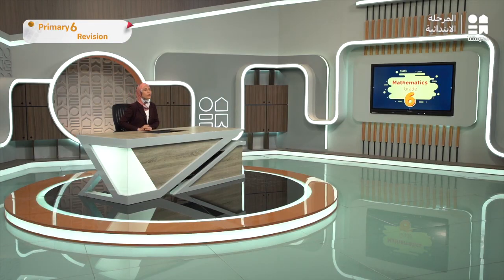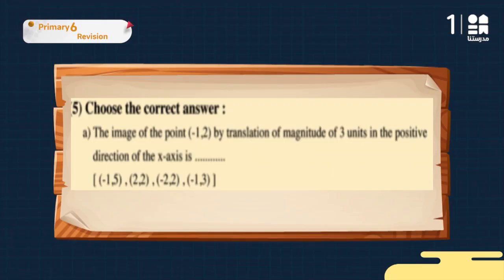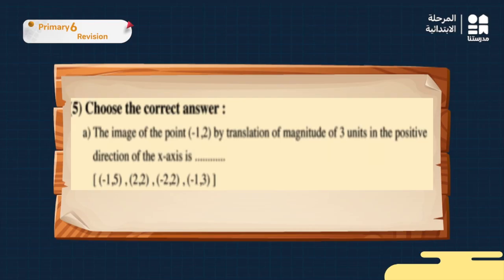Here I chose some exercises from the math book. Let's see how we are going to answer. The first exercise asks me to find the image of point negative 1 and 2 by a translation of magnitude 3 units in the positive direction. In the positive direction means I will move in the positive direction, so I will add 3 to the x-axis. He says in the positive direction of the x-axis, so at the x-axis you will add 3.